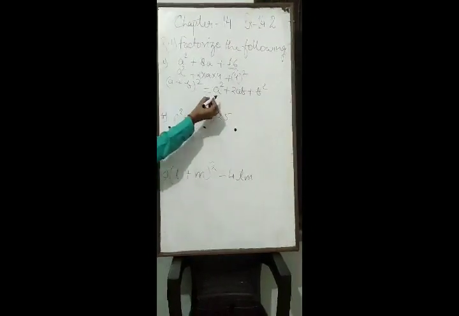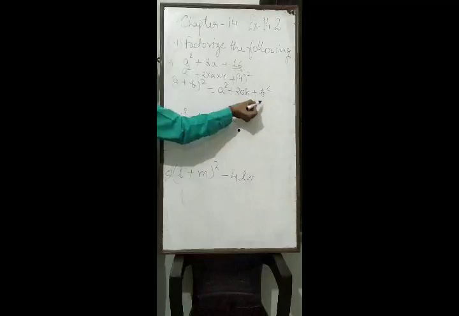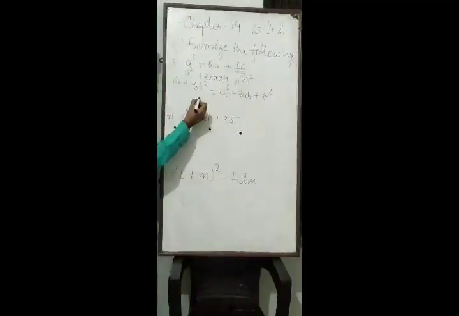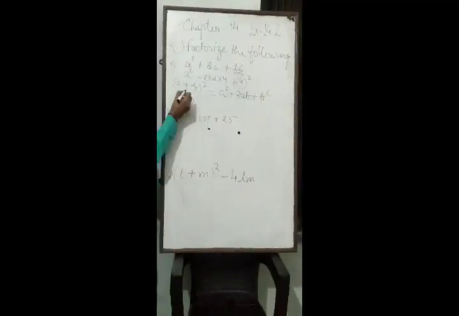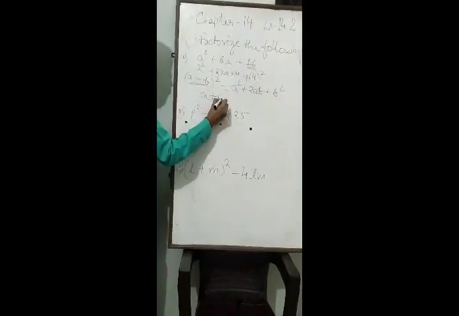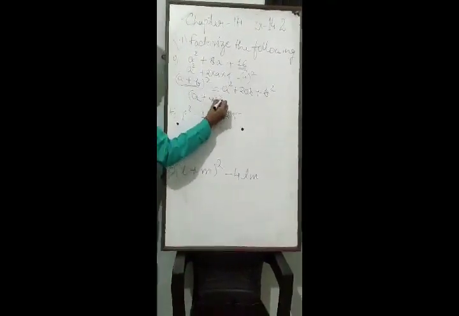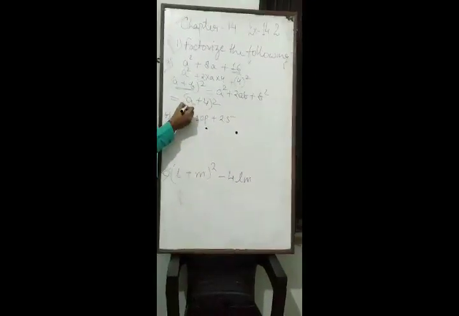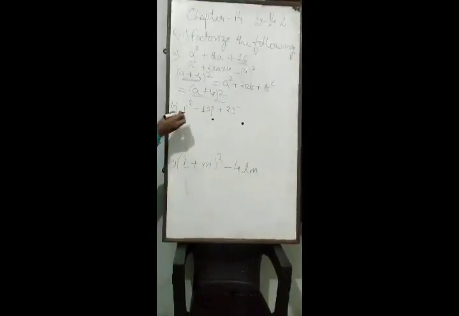So students, what is the value of a here? A. And what is the value of b here? 4. That means after converting this value in this term, we can write the value like a plus 4 whole square. So the answer of this question is this. Let's see the next part.